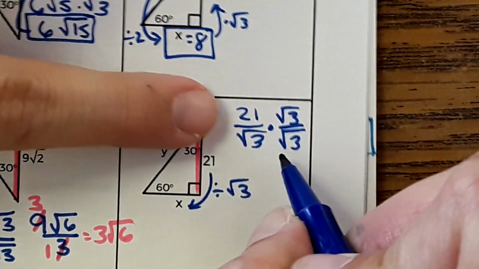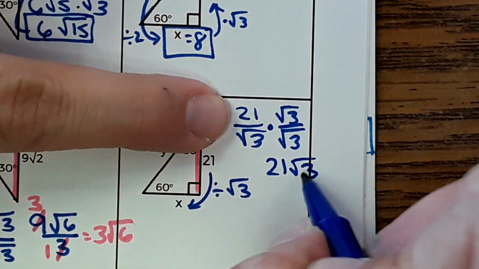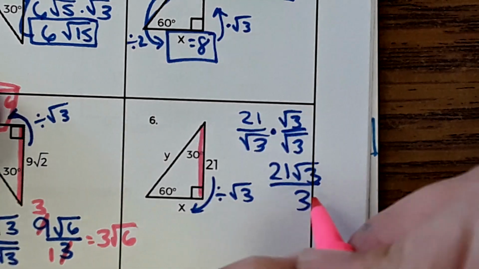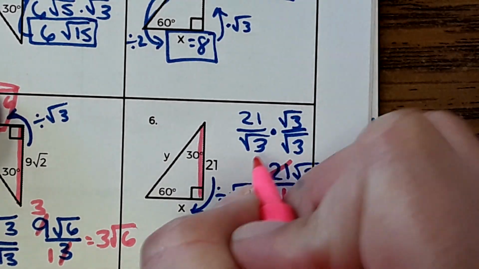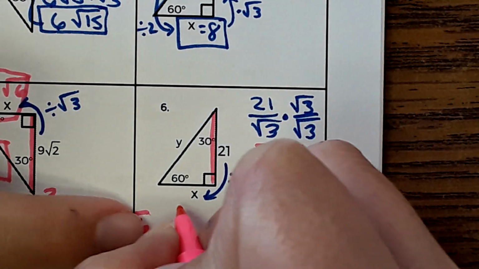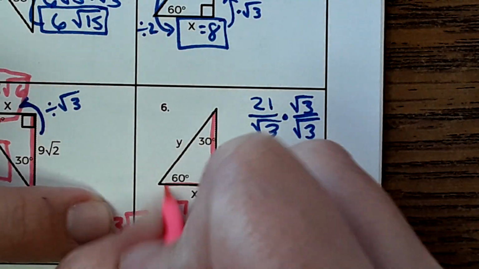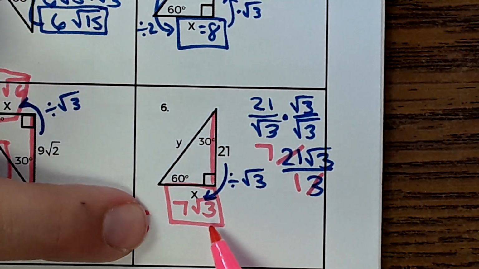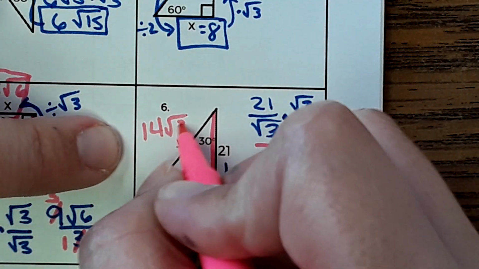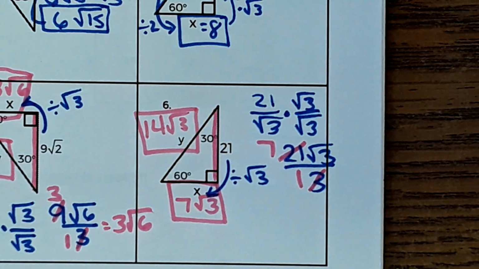So at this point, you do 21 times square root of 3 over 3. Divide by 3 is 1. Divide by 3 is 7. And you get 7 square root of 3. Then double that to get 14 square root of 3. And that's it.